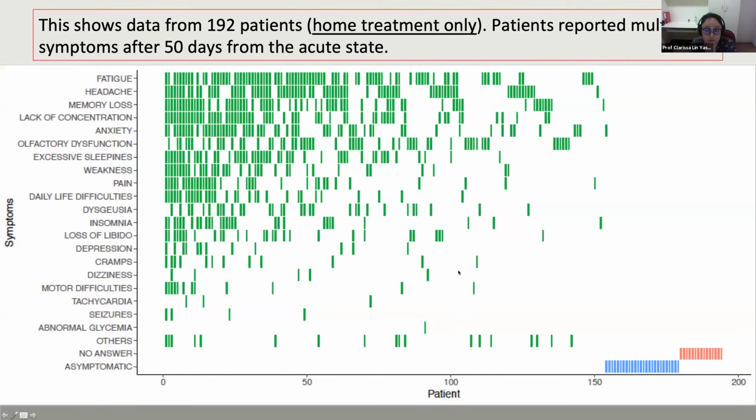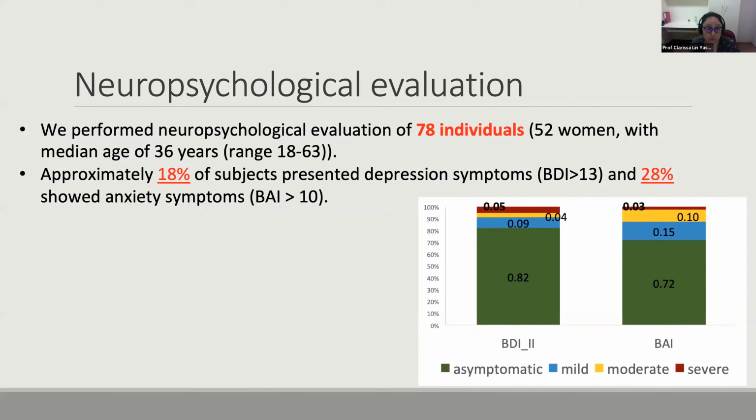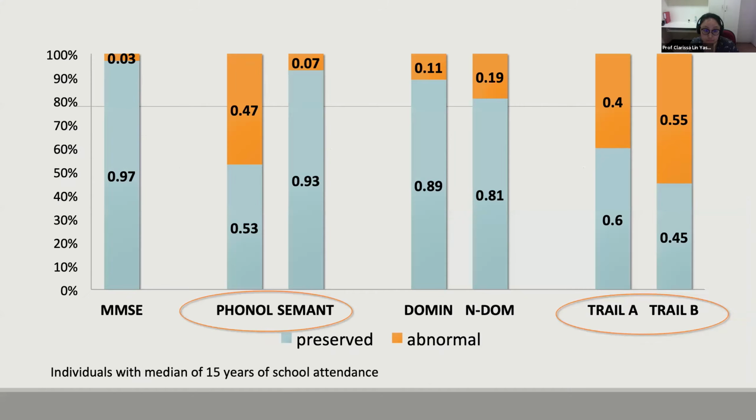In addition, it was interesting for us to see that after almost 2 months from the acute stage, most of the individuals persist with a lot of symptoms. Each column is one subject, and most of them complain about a lot of problems, even after 2 months of the acute stage. From our neuropsychological evaluation, we also tested anxiety and depression, and we observed anxiety symptoms in almost 30% and depression symptoms in almost 20% of the individuals.